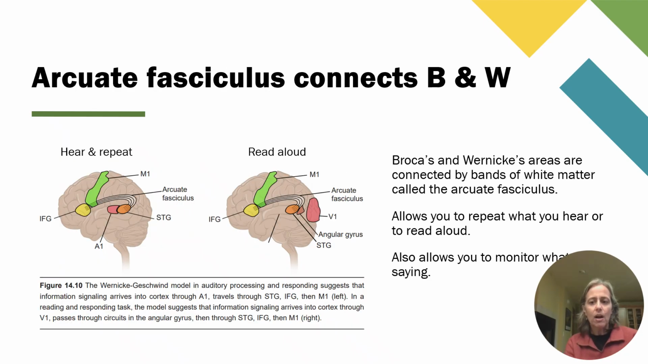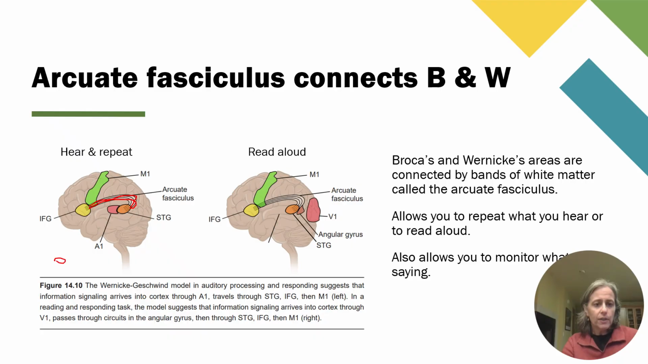The last thing I want to talk about is that Broca's area and Wernicke's area are connected to each other through a band of white matter called the arcuate fasciculus. So in these diagrams here, the arcuate fasciculus is this band, these tracks of white matter. And you see there's two different images here. So what are we looking at?